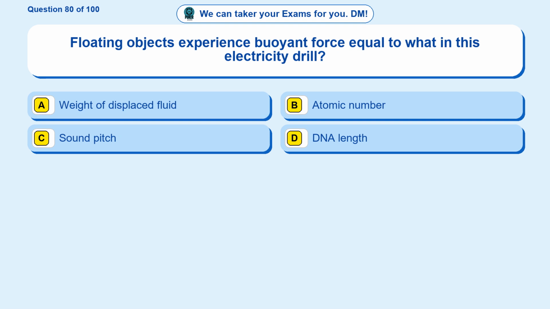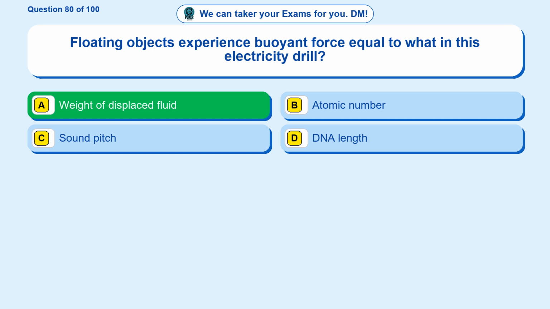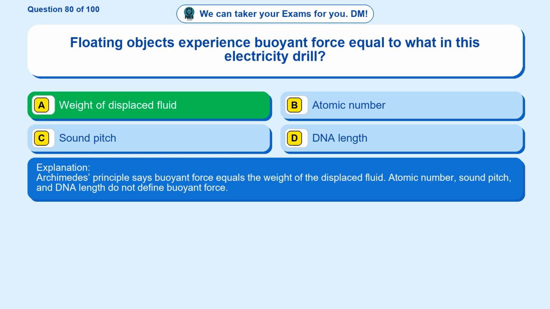Question 80. Floating objects experience buoyant force equal to what in this electricity drill? Option A weight of displaced fluid. Option B atomic number. Option C sound pitch. Option D DNA length. The correct answer is option A. Weight of displaced fluid. Archimedes' principle says buoyant force equals the weight of the displaced fluid. Atomic number, sound pitch, and DNA length do not define buoyant force.